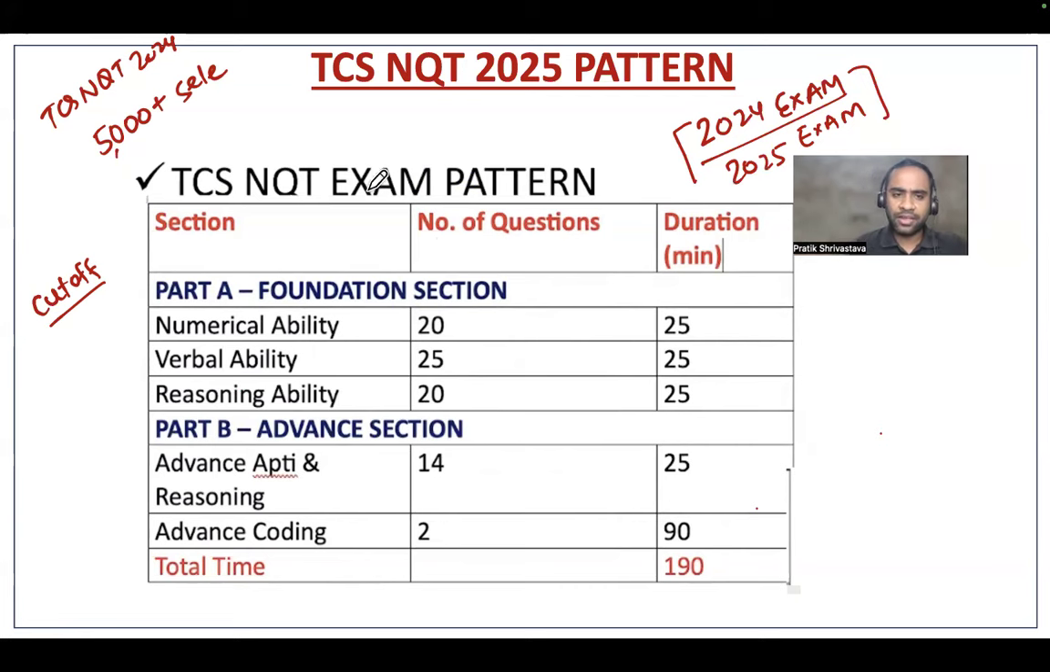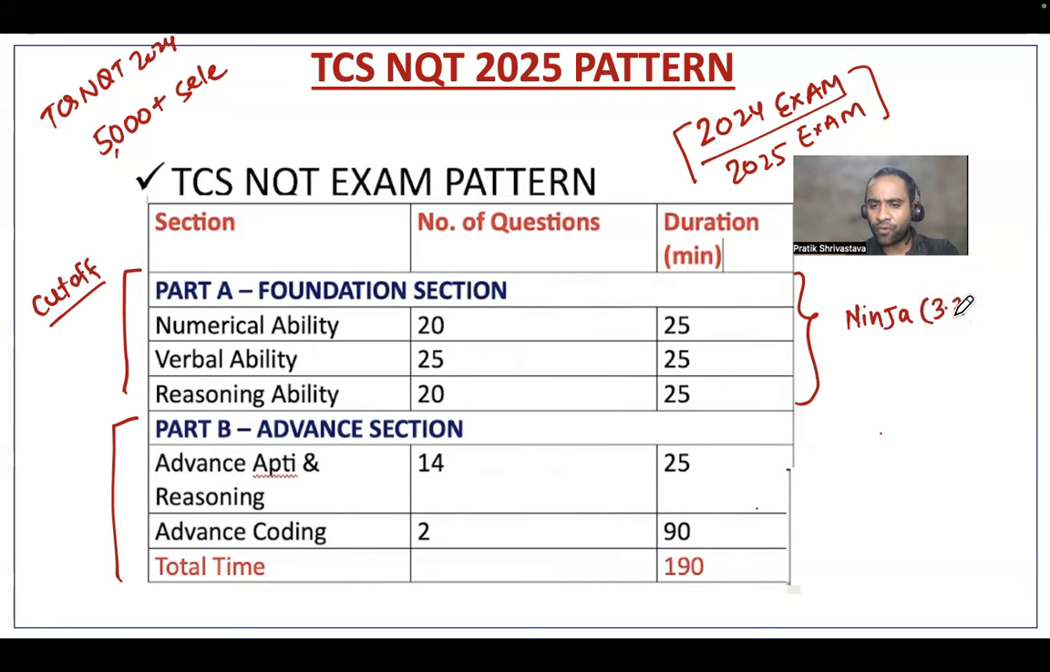So friends, basically you will be having part A, the foundation section, and then you will be having part B, the advanced section. If you do only part A, then you will be eligible for TCS Ninja, which offers you a package of 3.36 lakhs per annum. I'm talking about the graduate; for postgraduate, the package will be a little different.